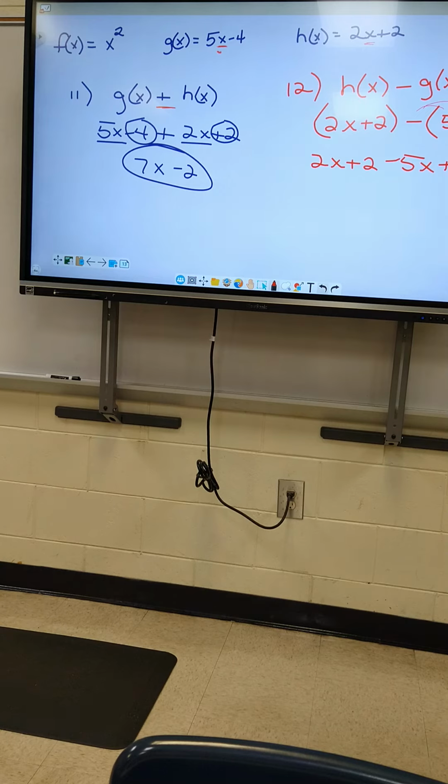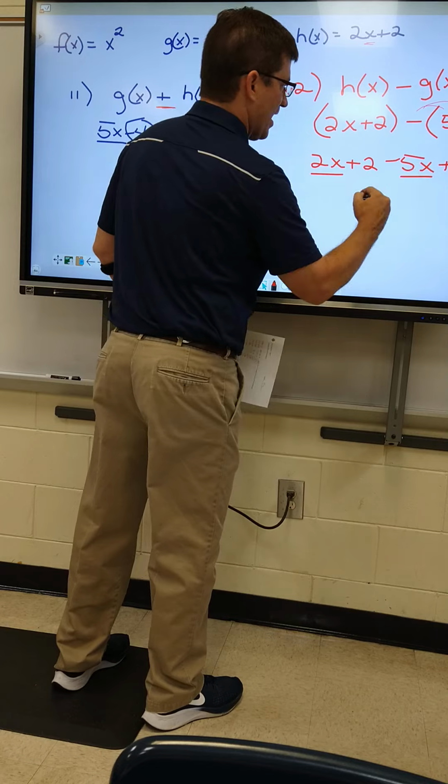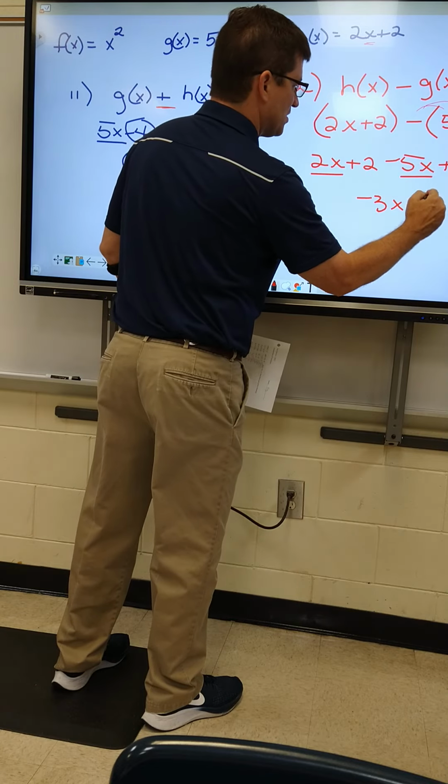That's what I got. How'd you get it in decimal? He just put his calculator in the bottom. You can leave it in fraction form, but now if you're going to leave it in fraction form, reduce it. All right, so 12, I got negative 3x plus 6. Y'all check me on that one.